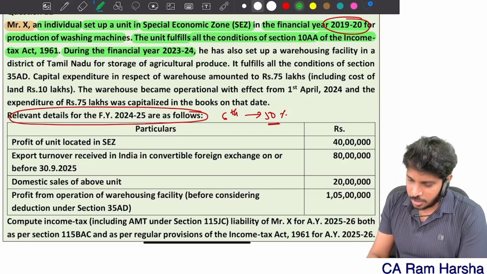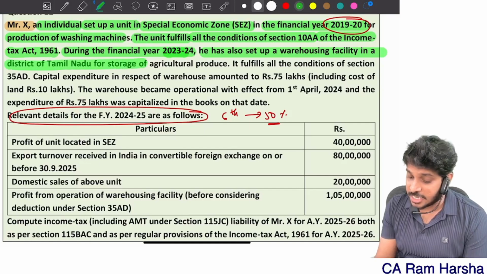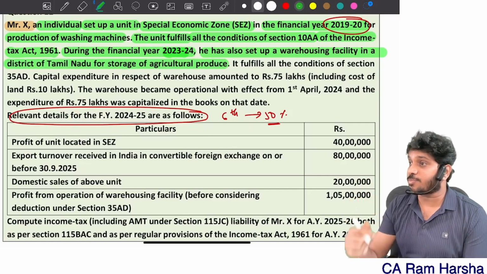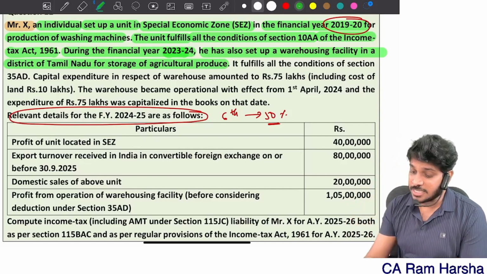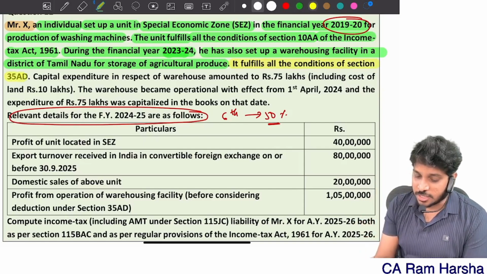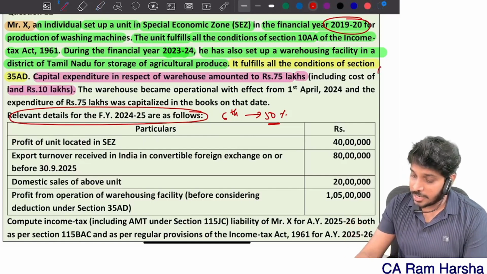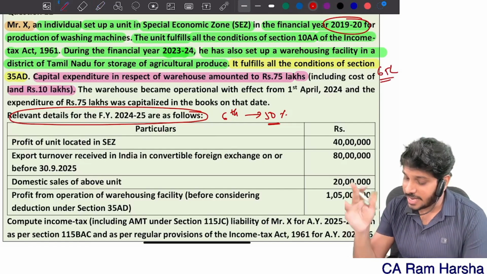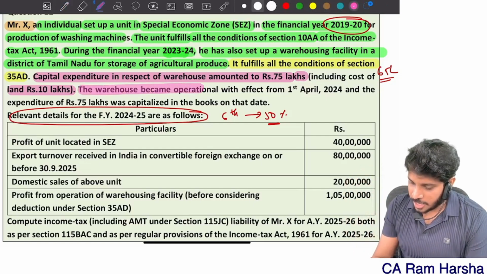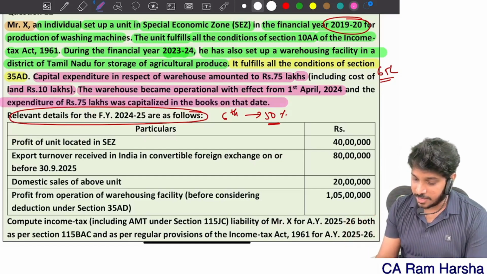Right. Next, in 23-24, he also set up a warehousing facility in a district of Tamil Nadu for storage of agricultural produce. Agricultural produce storage warehouse, a 35AD business. It fulfills all the conditions of section 35AD. Capital expenditure in respect of the warehouse is 75 lakh, including land cost of 10 lakh. You can claim 65 lakhs only as deduction for the building. Correct? You can't claim land cost under 35AD. Yes, keep it. The warehouse became operational with effect from 1st April 2024 and expenditure of 75 lakhs was capitalized.